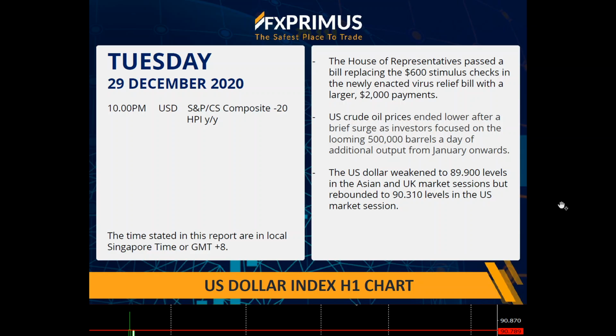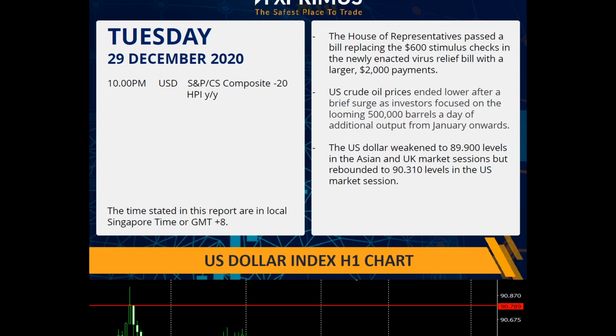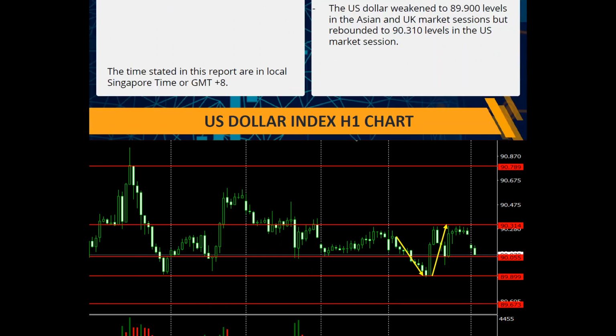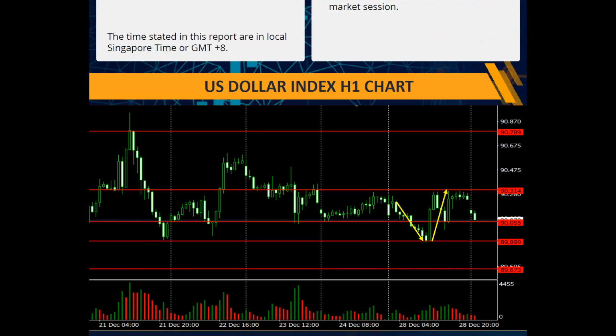Okay, for the economic calendar today, again, it's very empty. We just have the S&P CS Composite 20 housing price index at 10 p.m. tonight. Aside from that, there is no other major economic data coming out from the US or even from UK or Europe. However, being a day where the UK and US market traders are also in the market, we could also be expecting some movements during the afternoon and also during the US market sessions.